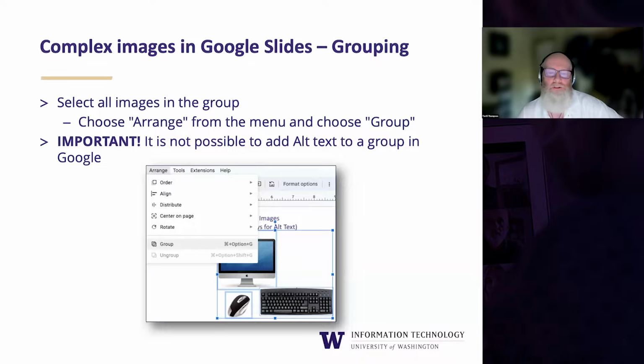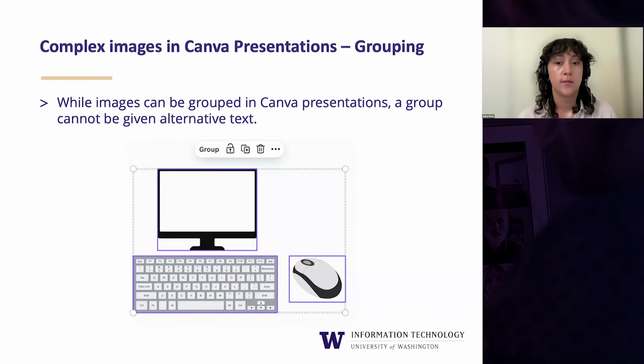Otherwise, if you're attached to using Google, then you're going to have to get creative in how you describe these individual components so that the relationships between them are clear. And I think generally that gets pretty messy, describing an overall message using alt text for its individual components. Canva is similar to Google. You can select multiple images and group them. When you select all of them, a little menu will show up and you can select group. However, you can't add alternative text for the group as a whole.